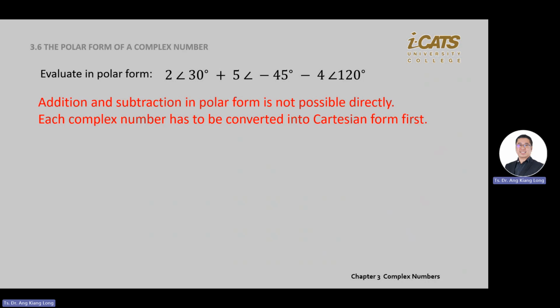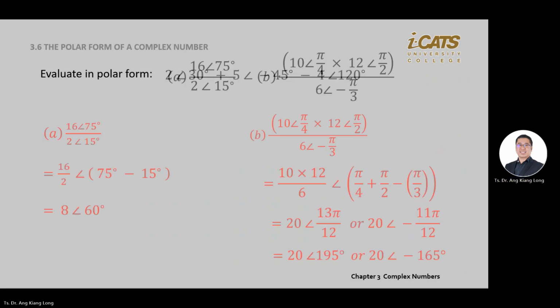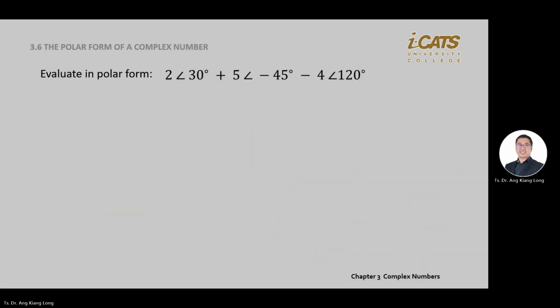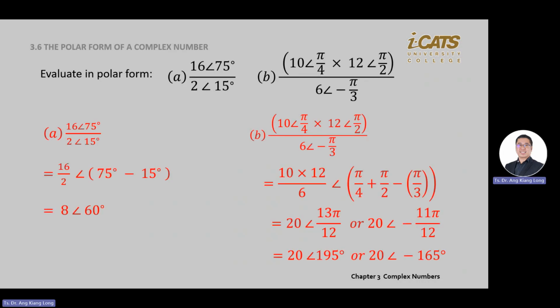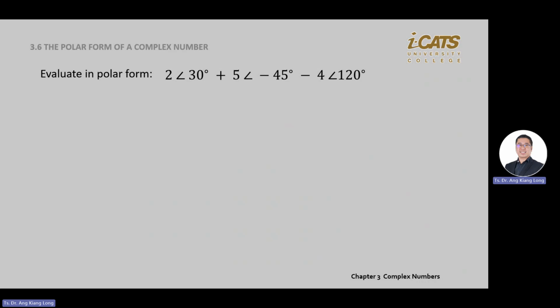For addition, if your polar form is not possible directly, you need to convert into Cartesian form first. Just now was multiplication, but addition in polar form is a bit complex. Polar form like this plus is not direct, because you got angle, then you have x direction and y direction. So it's different. Let's see how we do this one.